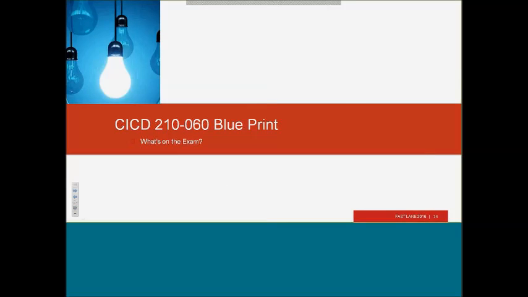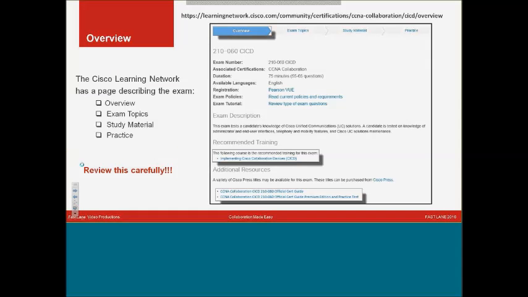Okay, so that was the CIVND exam. We'll now look at the CICD exam. So the CICD exam is 210060, and we'll look at that blueprint. Now, this link here, it's the same as the one that I've just posted, except we're going to replace CIVND with CICD. So you can navigate to this link and you can have a look at what's on the exam.